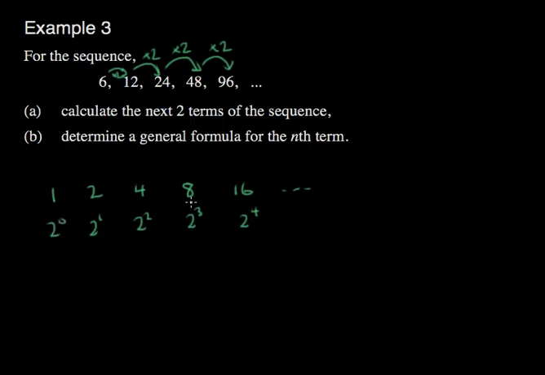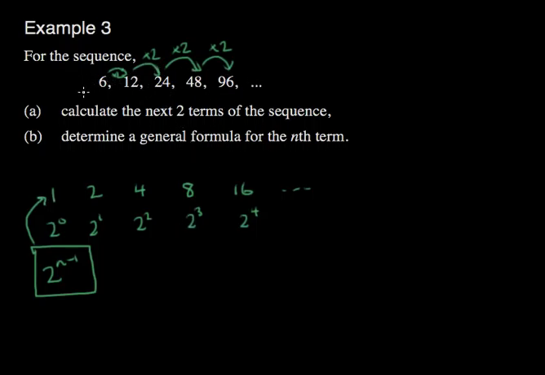So all of these terms are 2 to the power of n. Well, actually, if this is the first term here, then all of the terms would be 2 to the power of n minus 1, because I want the first term to be 2 to the 0. So if the first term is when n is 1, then to make the first term 2 to the 0, I need to make it 2 to the power of n minus 1. So this refers to these numbers here.